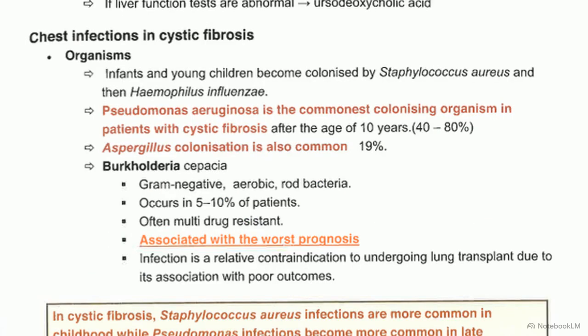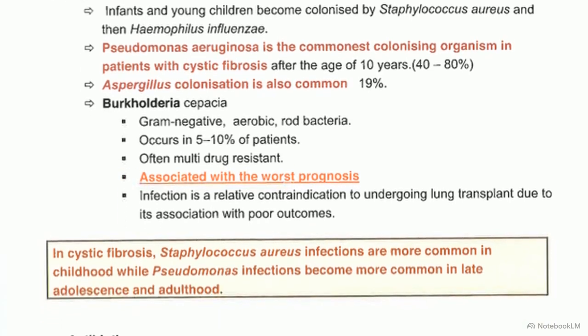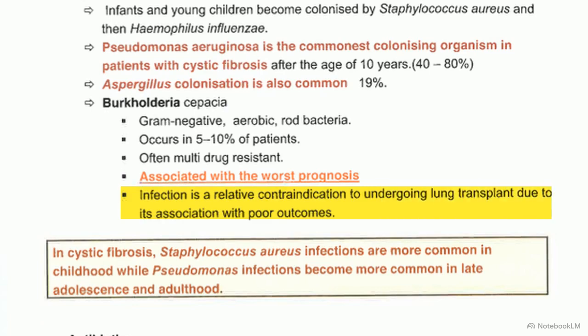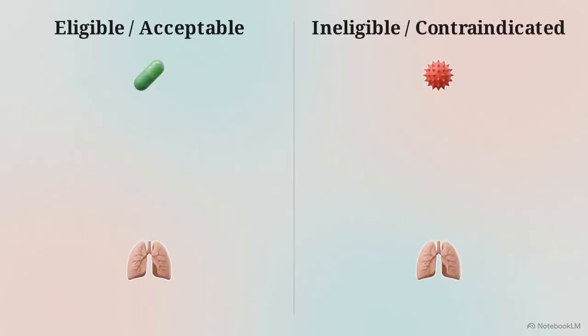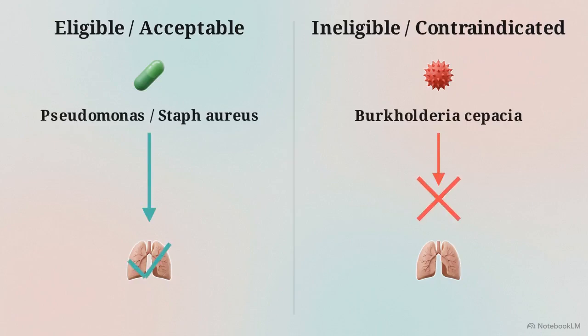Eligibility for surgery is heavily dependent on microbiological history. This text isolates Burkholderia cepacia as the ultimate red flag, associated with the worst prognosis. Because it severely impacts survival, it is a relative contraindication to receiving a lung transplant. A patient's exact microbial colonization history directly dictates their eligibility for life-saving surgical intervention.